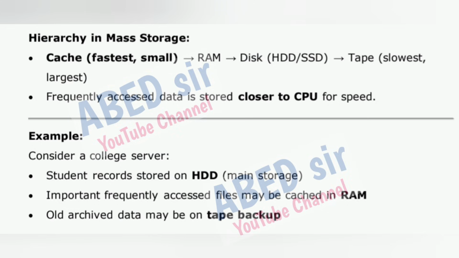Example. Consider a college server. Student records stored on HDD, main storage. Important frequently accessed files may be cached in RAM. Old archived data may be on tape backup.